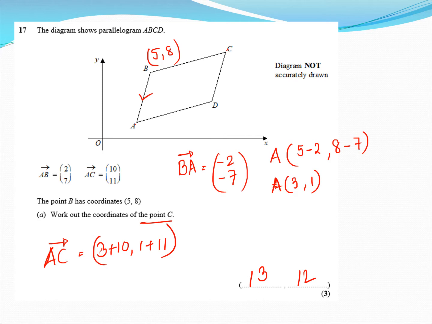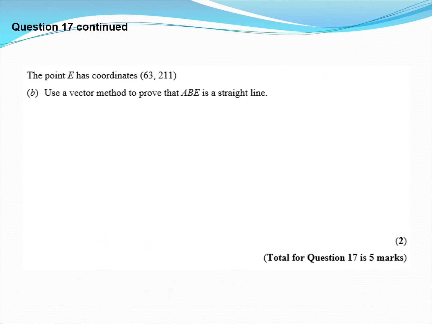Okay, so we know A is 3, 1. B, they've given you 5, 8, and 13, 12 are the coordinates of C. Now let's move on to the next part of the question, where this says the point E has coordinates 63 and 211. Now we know A was 3, 1. We use a vector method to prove that ABE is a straight line. B was 5, 8. So what I'm going to do first is I'm going to find out the gradient of AB.